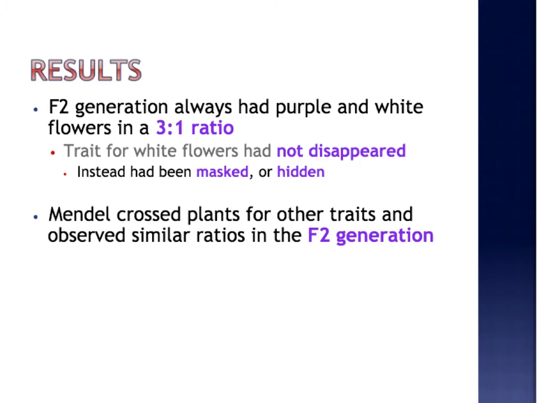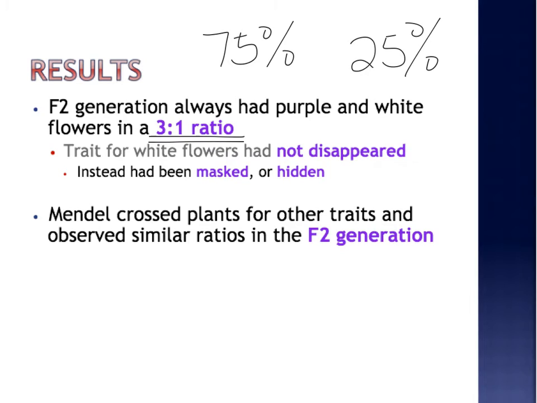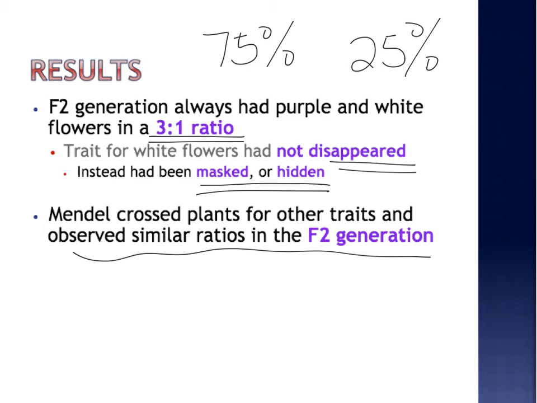All right, and this is what I was referencing. The F2 generation always had a purple and white flower ratio of 3:1. Now, if you want to record your results in ratios, that is fine, but if you want to do them in percents, I usually prefer percents. It would be 75% to 25%. All right? The white flower trait didn't disappear. It had just been masked or hidden by those dominant alleles. Okay, so again, thousands and thousands of crosses to show this time and time again with all of those different traits.